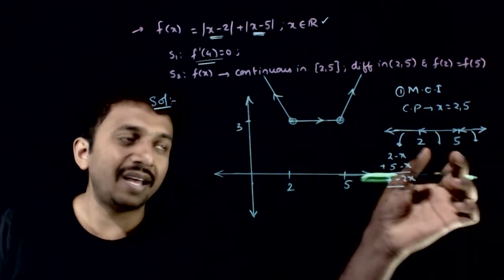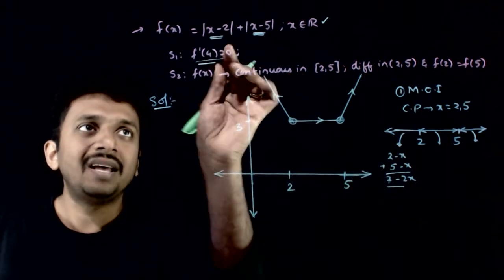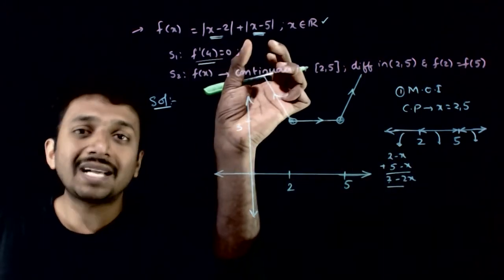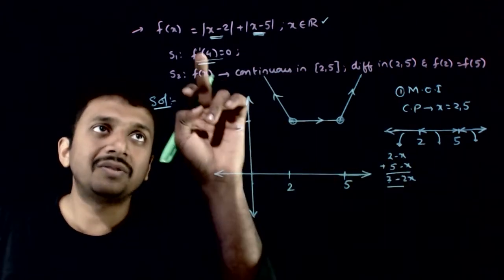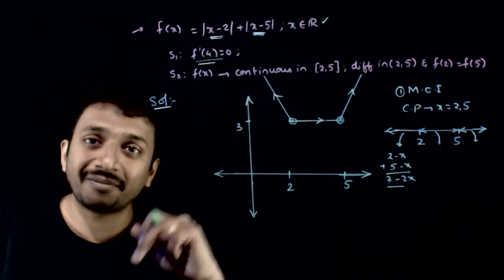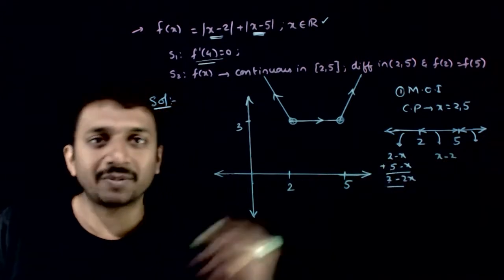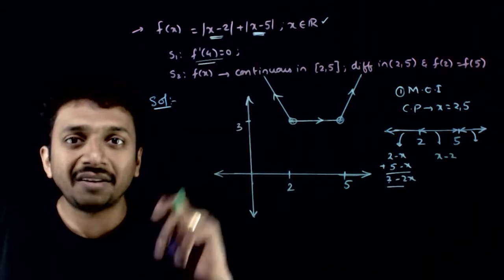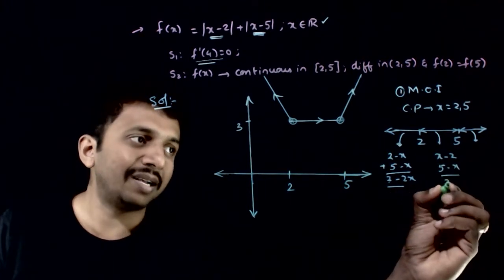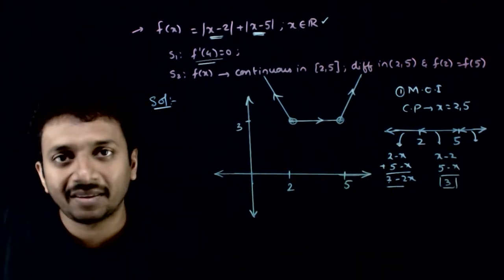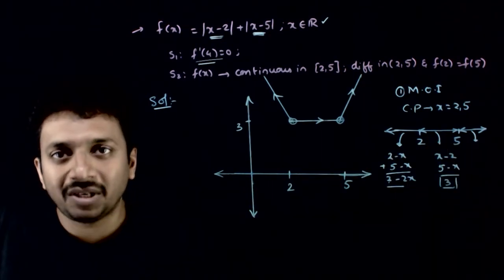And between 2 and 5, if x is greater than 2 and less than 5, x minus 2 is positive, x minus 5 is negative, right? If you take a number 3, for example, 3 minus 2 is positive, but 3 minus 5 is negative. Because x minus 2 is positive, mod x minus 2 is x minus 2. Because x minus 5 is negative, mod x minus 5 is 5 minus x. If you add these two, you get 3 as the answer. That means the value of the function between 2 and 5 is always equal to 3.